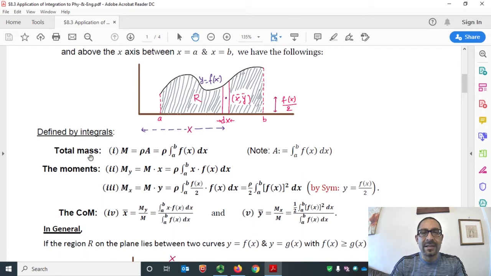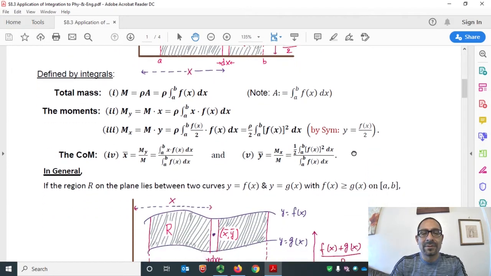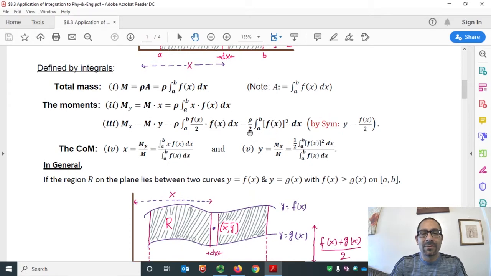First, the total mass is rho times A, where A is the area of the region, which is given by the definite integral of f(x) from a to b. The moment My equals m times x, which is rho times the definite integral from a to b of x times f(x) dx. Similarly, Mx equals m times y, so rho times, here is the y distance of this flat plate. Using symmetry, this distance is simply y over 2. The total length is y, and up to here is y over 2, which is f(x) over 2. So replace y by f(x) over 2, times f(x) dx. Let me scroll down. Great. Then f(x) is squared, with 1/2 outside. So Mx equals rho over 2 times the definite integral from a to b of f(x) squared dx.